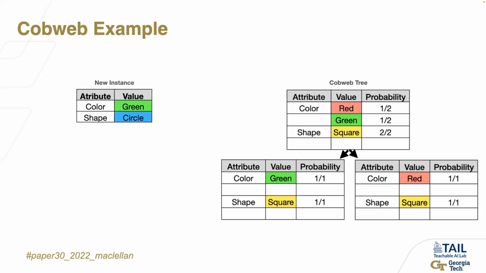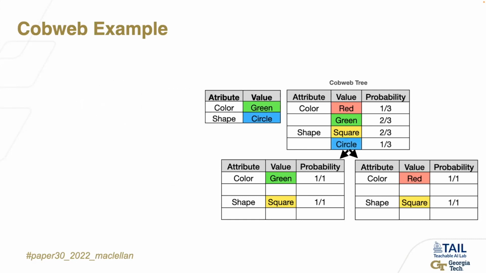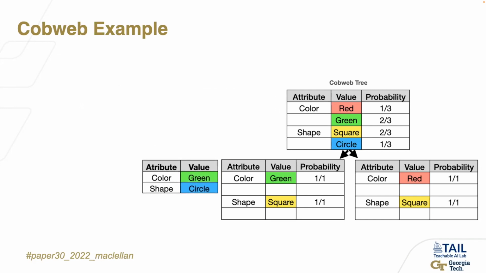So now we get a third example. In this case, it's a green circle. We start by adding the instance to the root concept because it's not a leaf node. So we just update the counts. Then we consider how to add it to one of the children concepts underneath the current node. In this case, we decide to add the example to the green square because they share the same color.